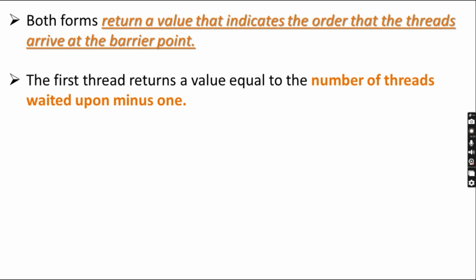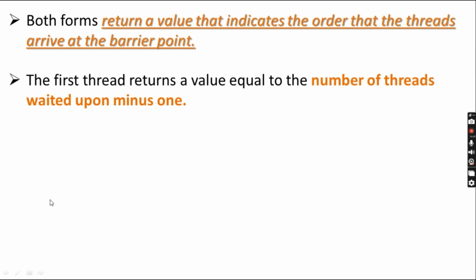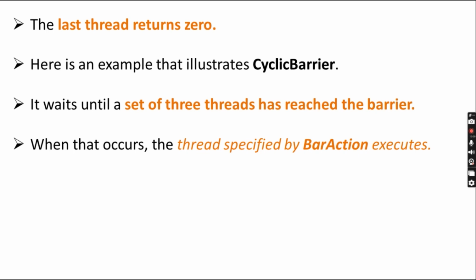Both forms return a value that indicates the order in which the threads arrive at the barrier point. The integer is the order of arrival. The first thread returns a value equal to the number of threads waited upon minus 1, and the last thread returns 0.